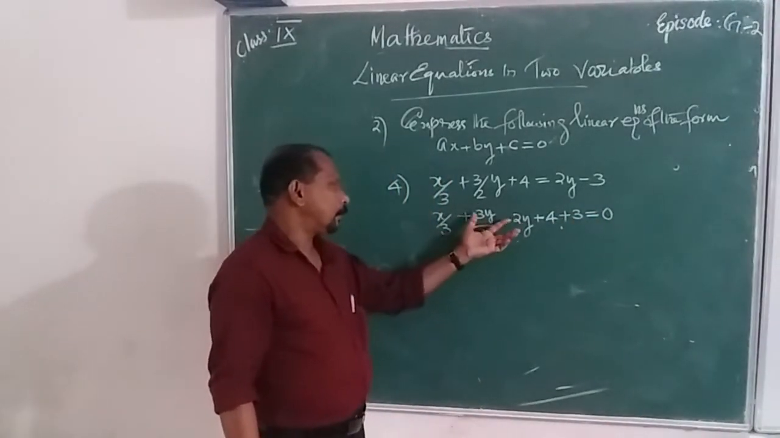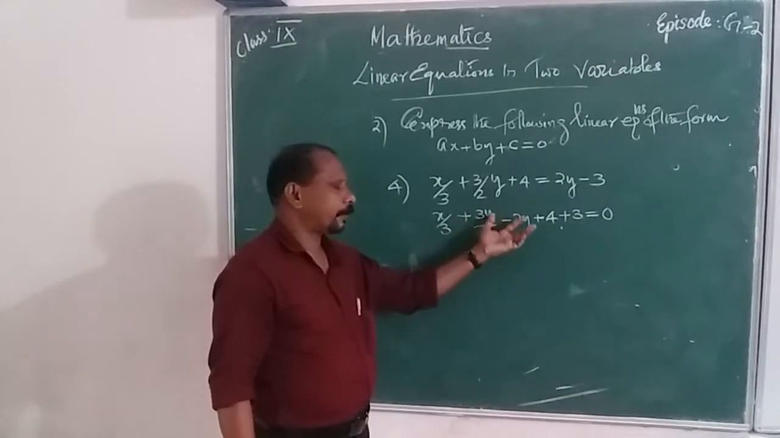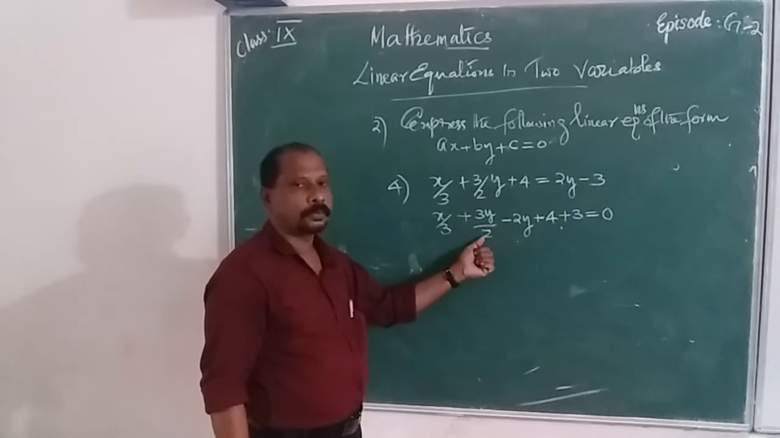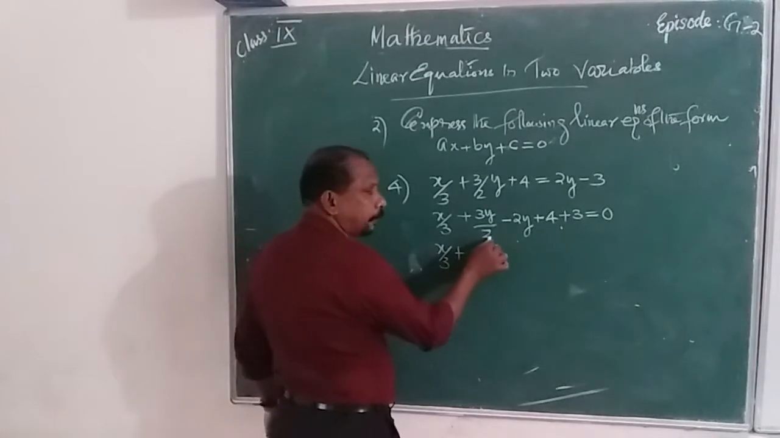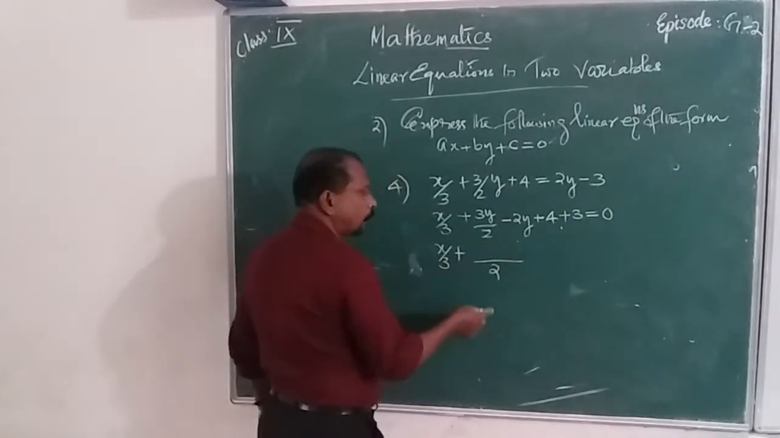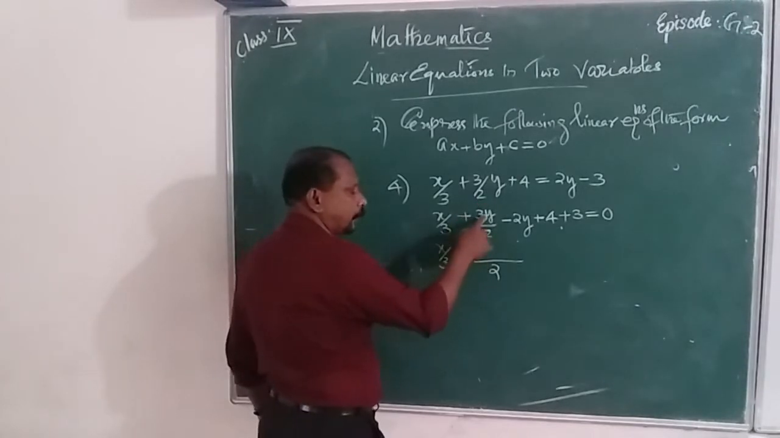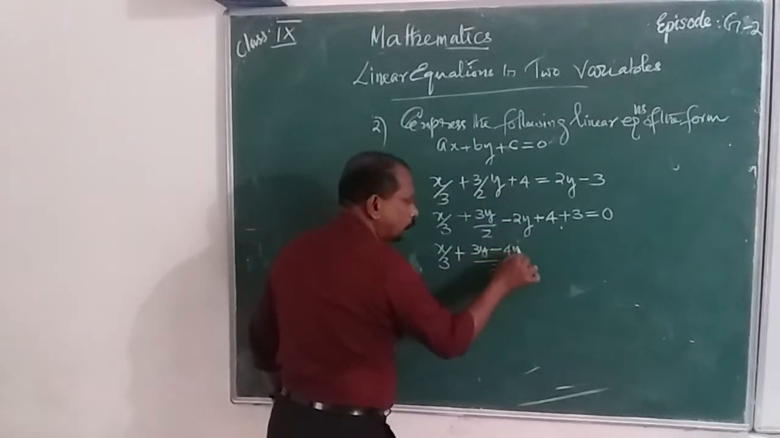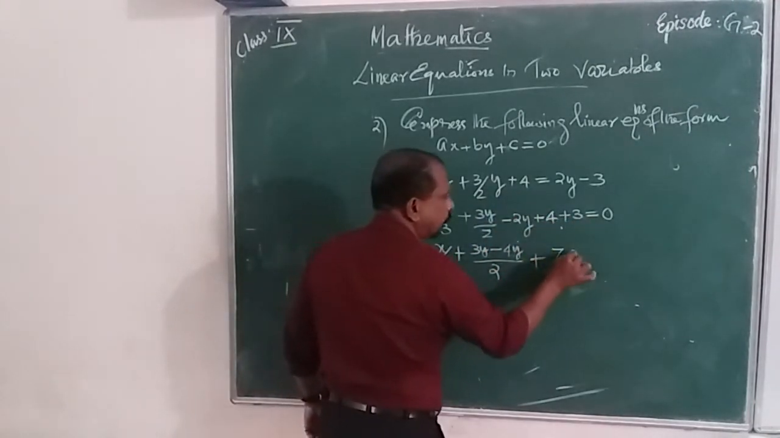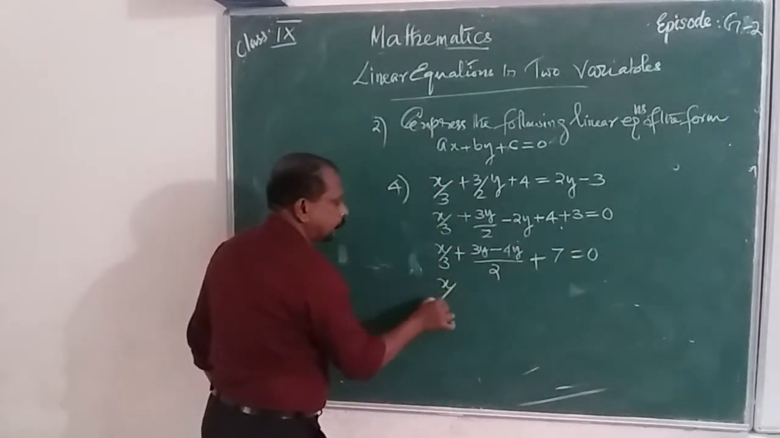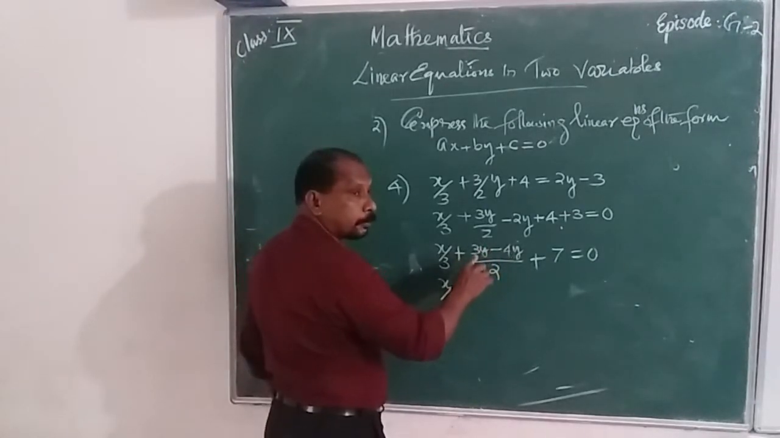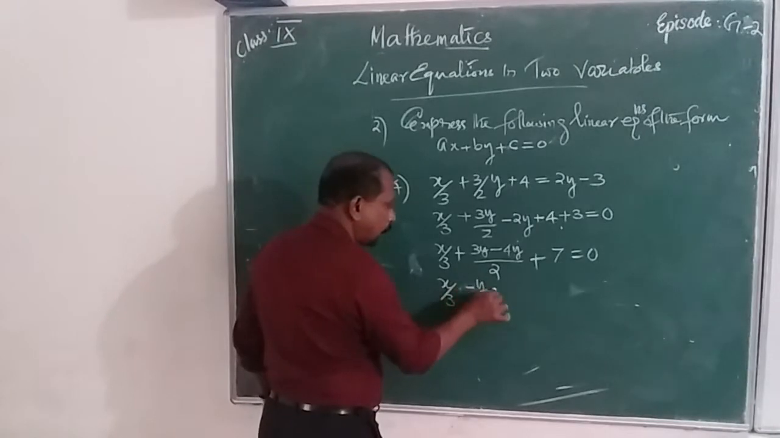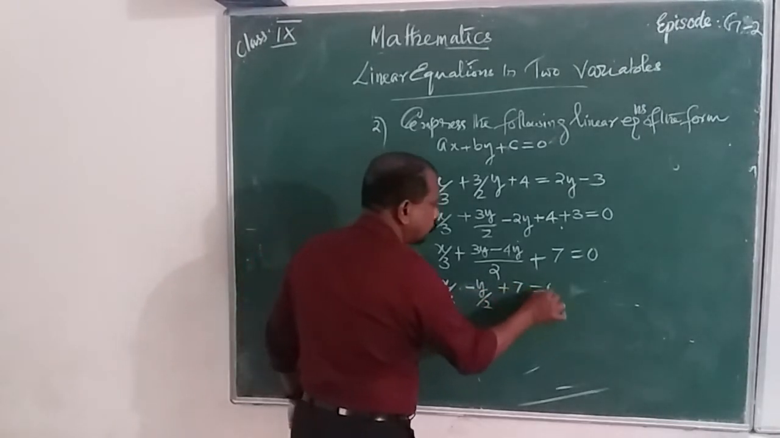Then this is the term with y. The denominator is 2, therefore we take the LCM, which is 2. That is x by 3 plus, numerator is 3y minus 2 into 2, that is 4. Plus 4 plus 3 is 7. That is x by 3 plus 3y minus 4y, 3 minus 4 is minus 1, that is minus y by 2 plus 7 is equal to 0.